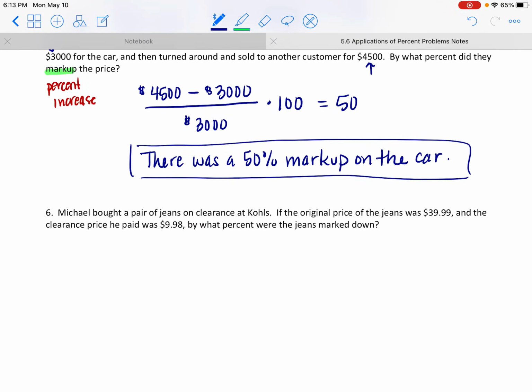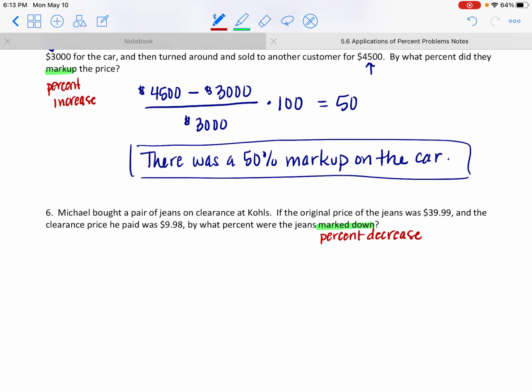Alright, I got one last one to show you. It says, Michael bought a pair of jeans on clearance at Kohl's. I don't know about you, but I love me some Kohl's clearance. If the original price of the jeans was $39.99 and the clearance price he paid was $9.98, by what percent were the jeans marked down? So again, if they're marked down, that's going to be a synonym there. That's the economic way of saying percent decrease.